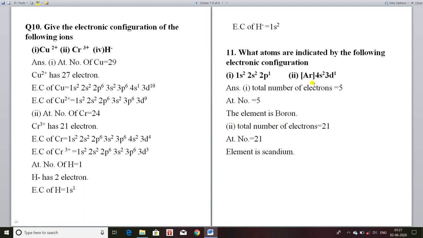In the second part, argon 4s2, 3d1. In argon, there are a total of 18 electrons. So 18 plus 2 plus 1 is equal to 21. So the total number of electrons is 21, which means the atomic number is equal to 21. And atomic number 21 is of scandium.